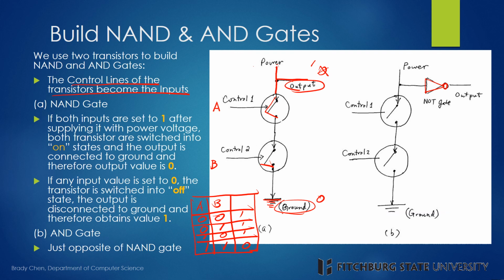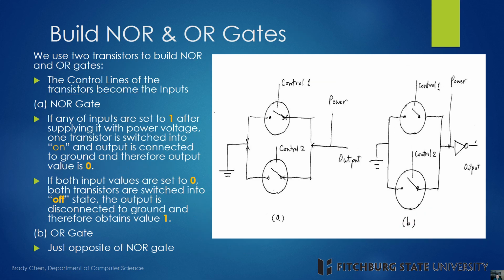So that says to build an AND gate, we need 3 transistors. The additional transistor is used to build the NOT gate. Remember, we just talked about how to build a NOT gate using 1 transistor. Now, to build a NOR gate or OR gate, we also need 2 transistors. But instead of connecting these transistors in series, we're going to connect these transistors in parallel.